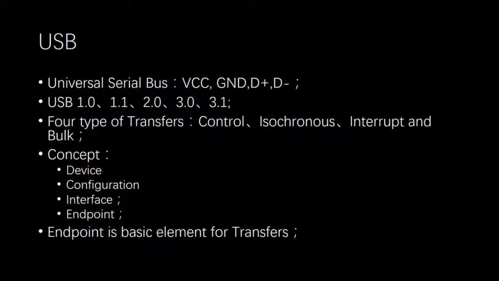And the third one is interrupt transfer. This kind of transfer gives you just a small amount of data, but with a very quick response. And the last one is bulk transfer. Bulk transfer is mostly used in your USB flash drive, and it can transfer a large amount of data, and it is stable and reliable.